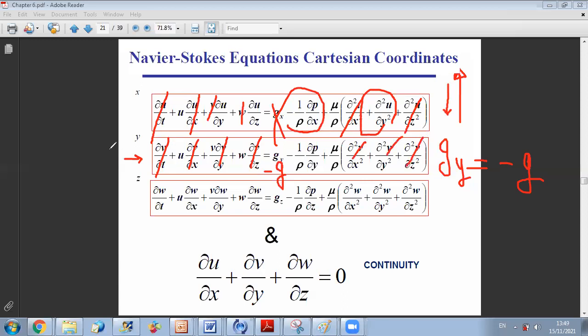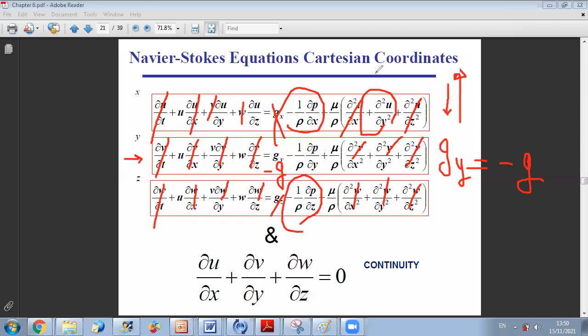So the second equation will just give us that 0 is equal to minus 1 over rho del p by del y minus g. Now the third relation, also steady, del w by del t is 0. W is 0, all of these terms will cancel out. Gz is 0, w is 0. So the last equation will give us that minus 1 over rho del p by del z is 0.